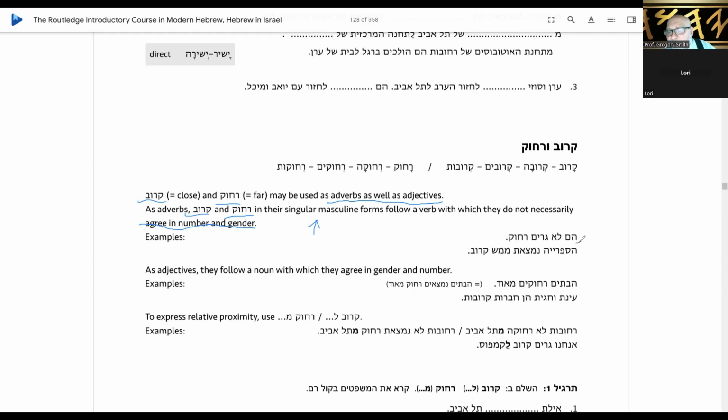So how about this? Hem lo garim rahok. So they do not live far. Now it's not rahokim, it's just rahok. It defaults because it's just an adverb. All right, how about this one? Hasifria, that's the library, nimtsa, is located, mamash karov. I forget what that mamash is. Hasifria nimtsa mamash karov.